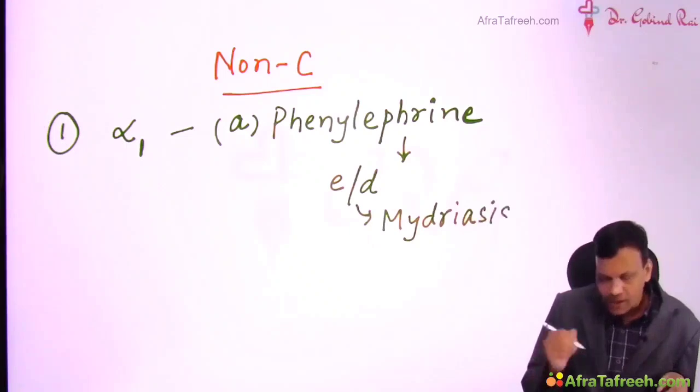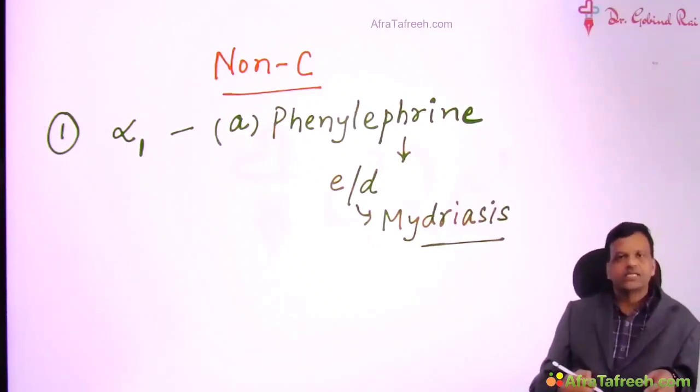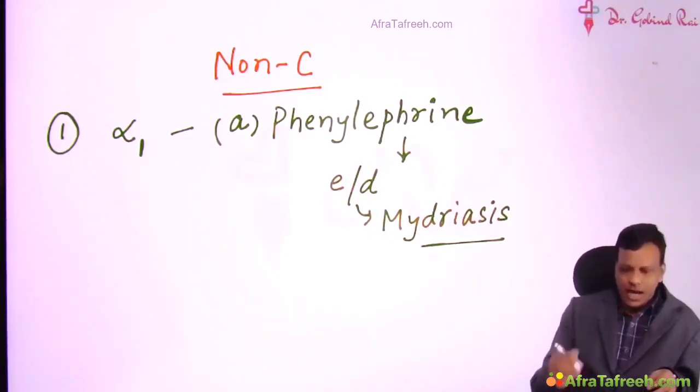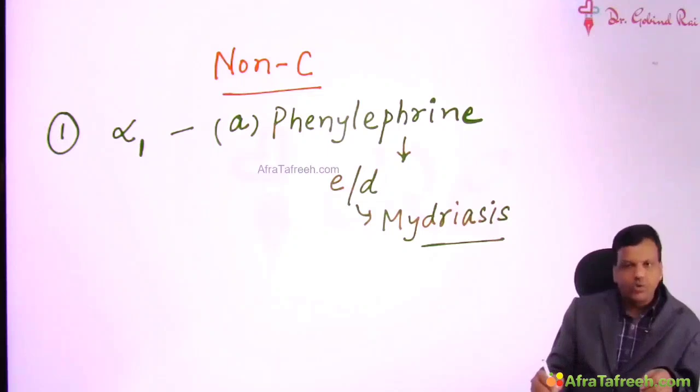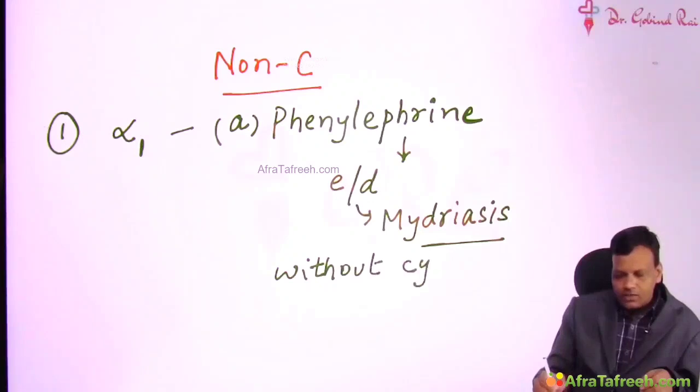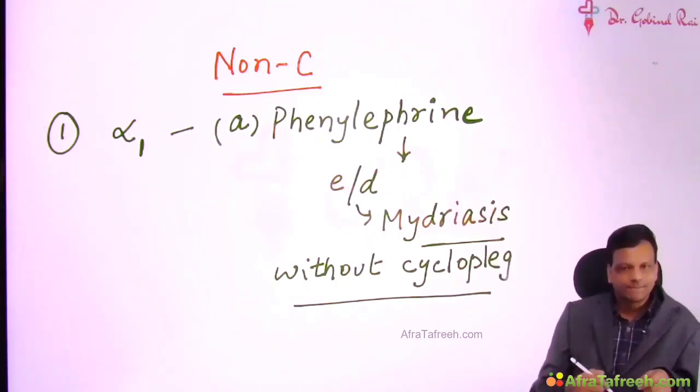Now do you remember which other drug we discussed that causes mydriasis? Yes, anticholinergic drugs cause mydriasis. So what is the difference between anticholinergic drugs and phenylephrine in the eye? The difference is that anticholinergic drugs cause mydriasis as well as cycloplegia, whereas phenylephrine causes only mydriasis, no cycloplegia. So that is very important to remember. Anticholinergic drugs cause both cycloplegia and mydriasis, whereas phenylephrine causes only mydriasis, no cycloplegia.